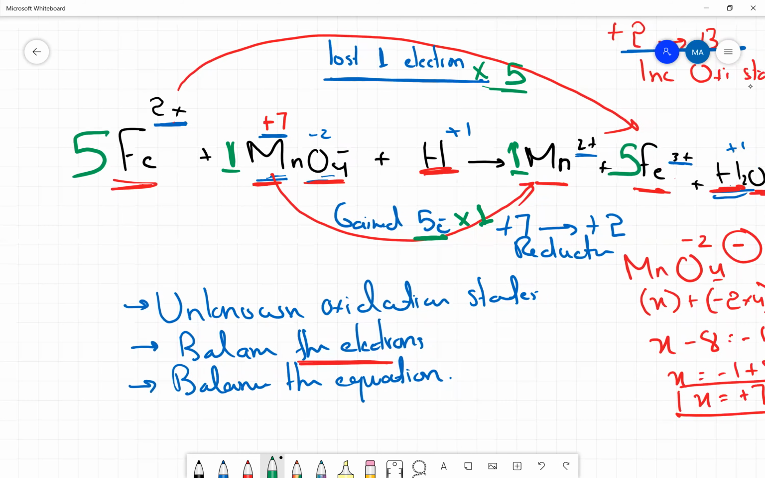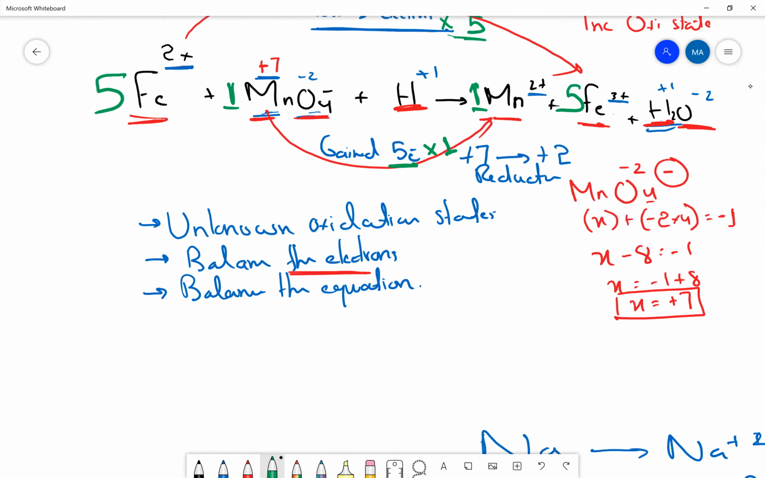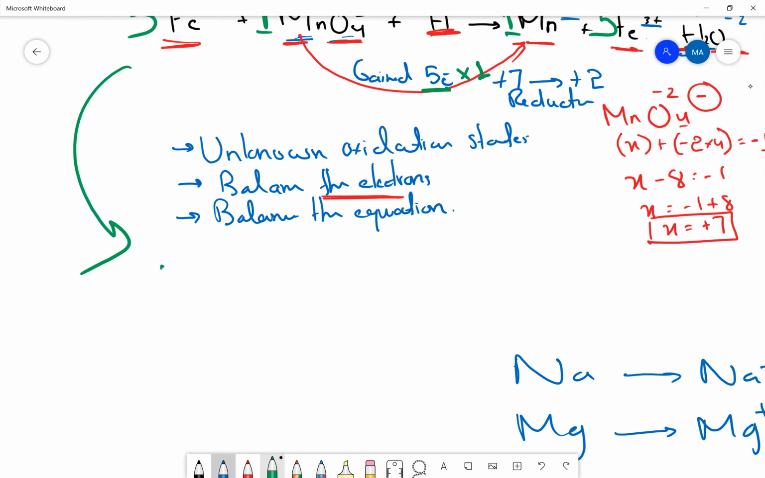Now we have a balanced chemical equation. The equation is balanced according to the number of electrons. Once you have this equation, your next step will be to write it down neatly again.